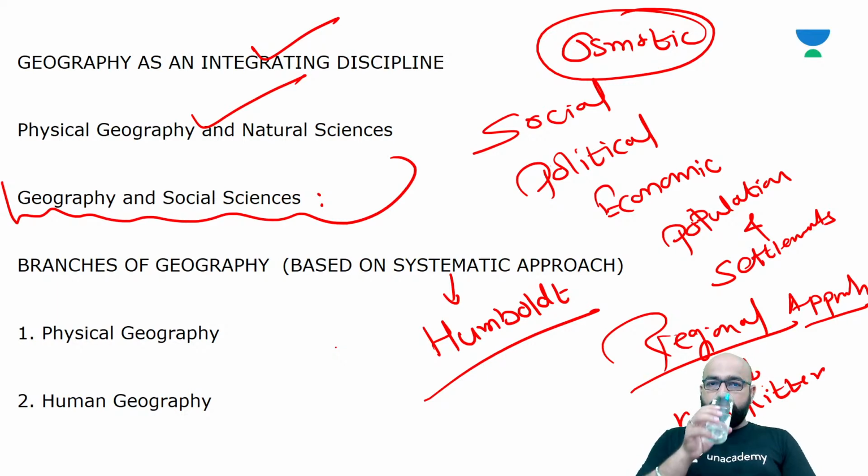Now in the regional approach, the world is divided into regions at different hierarchical levels, and then all the geographical phenomena in a particular region are studied. These regions may be natural, political, or designated regions. So the phenomena in a region are studied in a holistic manner, searching for unity in diversity.